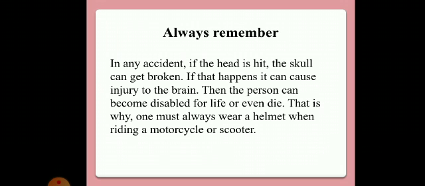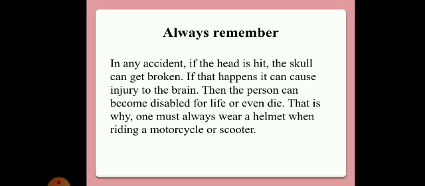Children, always remember, in any accident, if the head is hit, the skull can get broken. If that happens, it can cause injury to the brain. Then the person can become disabled for life or even die. That is why one must always wear a helmet when riding a motorcycle or scooter.